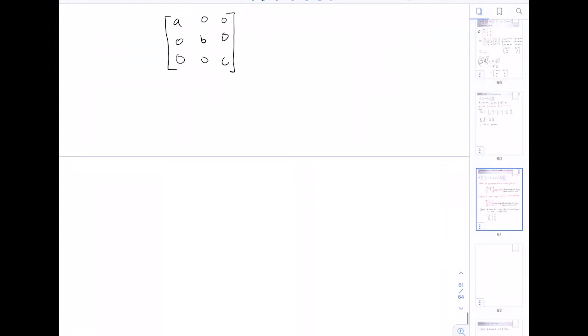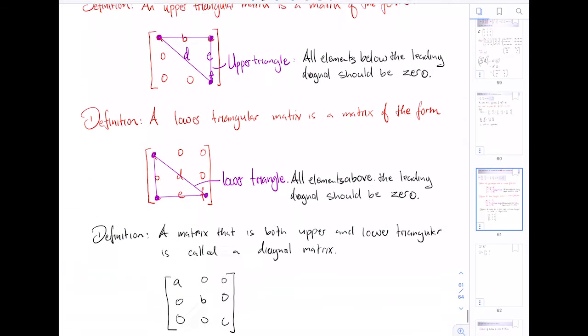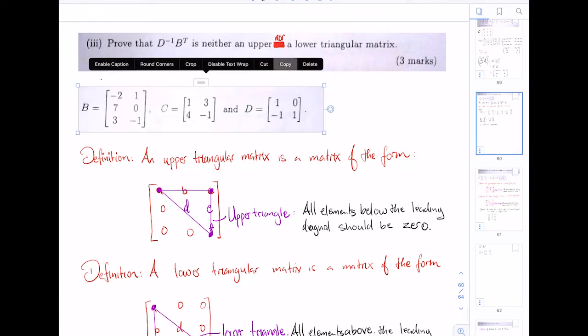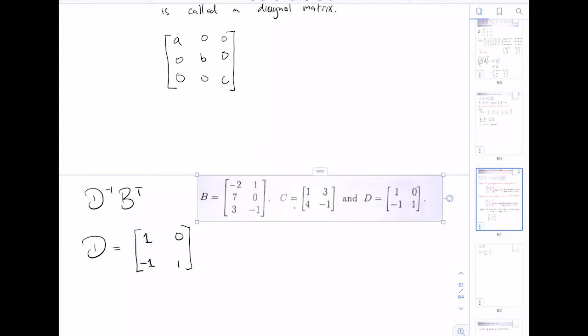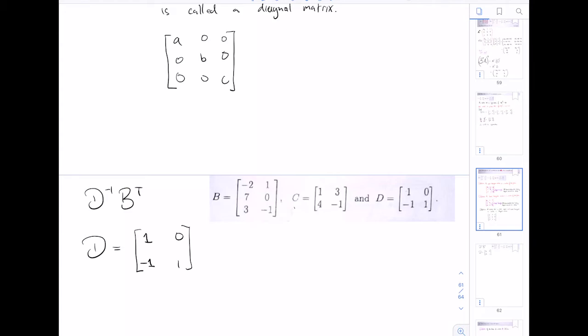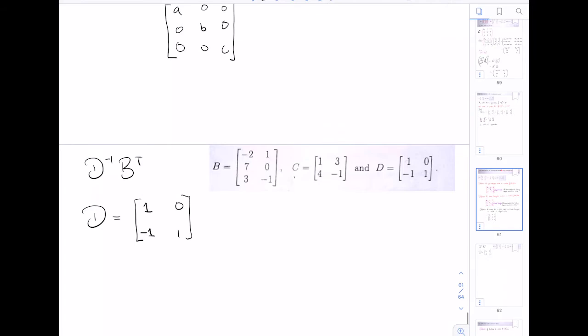Okay, this question says D inverse times B transpose is neither upper nor lower triangular. So we need to find D inverse. That's the first step. So D is equal to 1, 0, negative 1, 1. Let's confirm that. Let's take a copy of that. So we now can write down the inverse. So we rewrote D correctly.